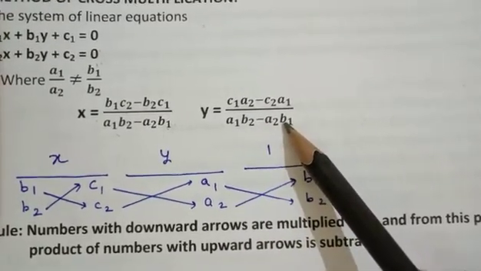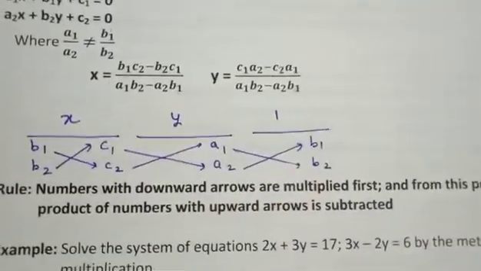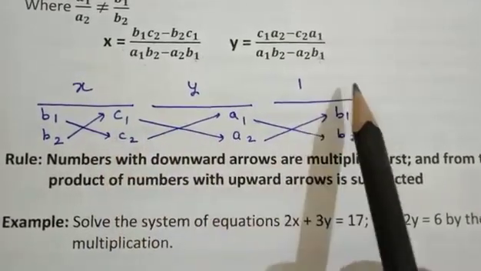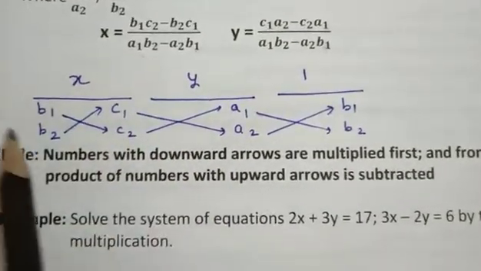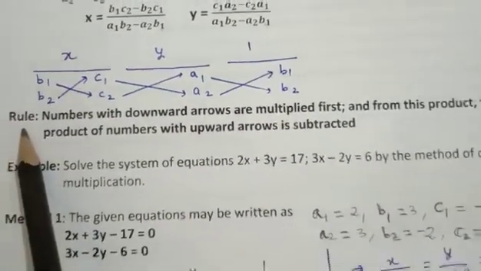Now the question comes: from where have we got this formula? To explain this, I have drawn a diagram here. Now how to solve this diagram? A rule has been given here, so please look at the rule.